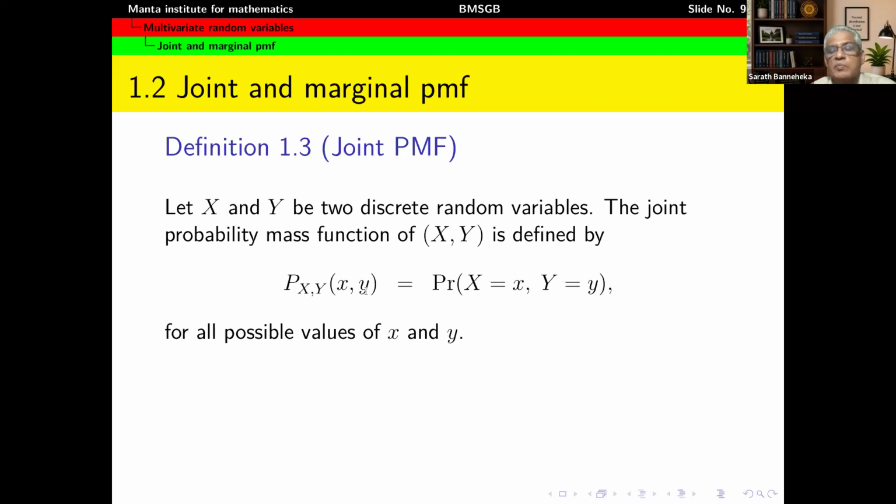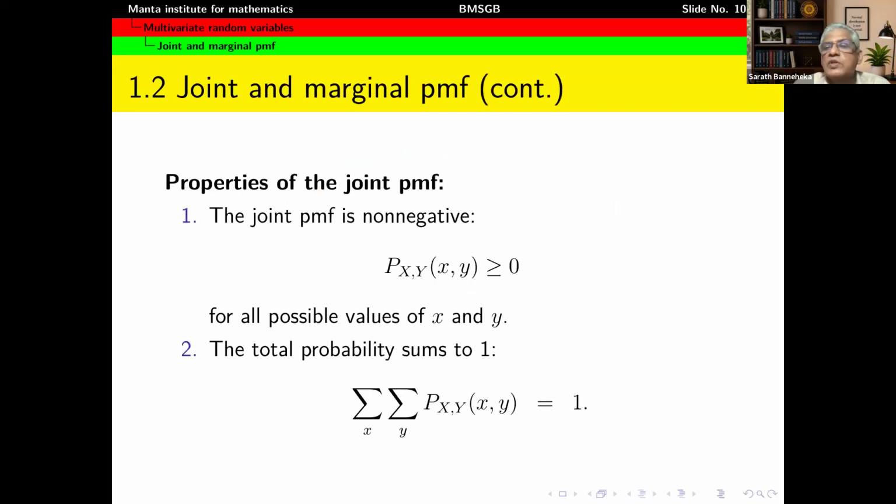Little x is a real number and little y is a real number, and the value of that function is obtained as a probability. So that is the probability that capital X is equal to little x and capital Y is equal to little y. Right. So this is an event, this is an event. So again, this is the probability of the intersection of these two events, right? It's defined as the joint probability mass function, right? So for all possible values of x, y, it is defined like this.